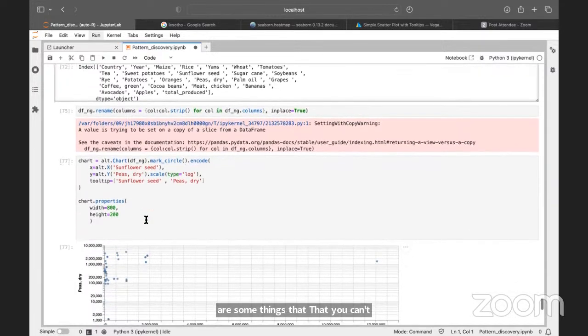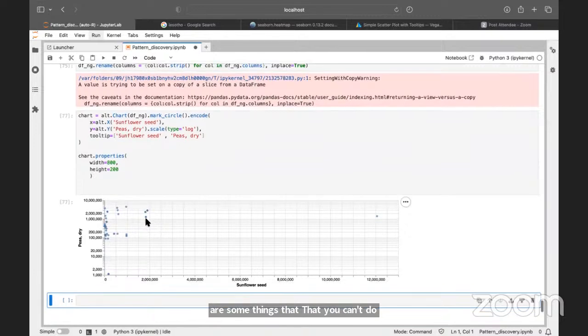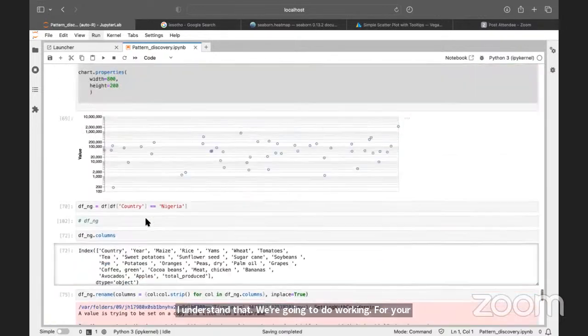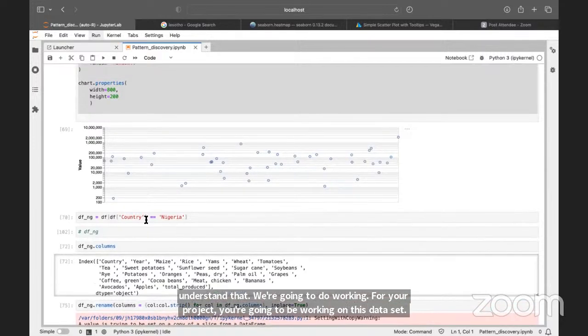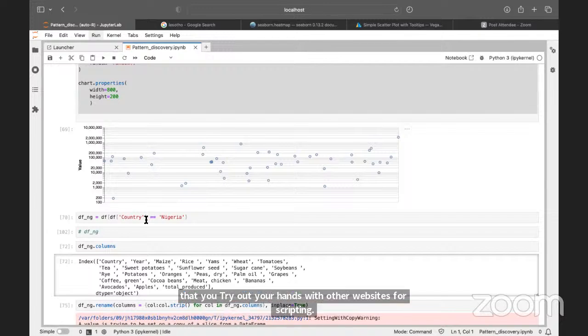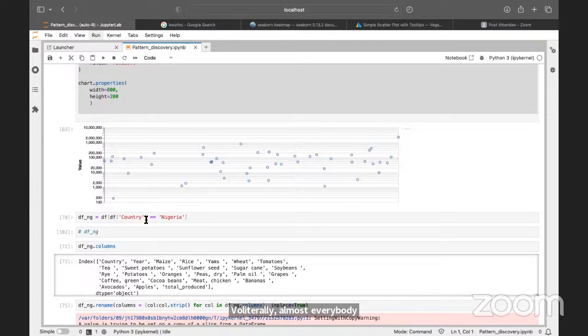I understand that you're going to be working on this data set for your project. I had suggested in the last project that you try out your hands with other websites for scraping. But almost everybody, very few, maybe one or two people tried out other websites and didn't even complete it, but then E for effort, I guess.